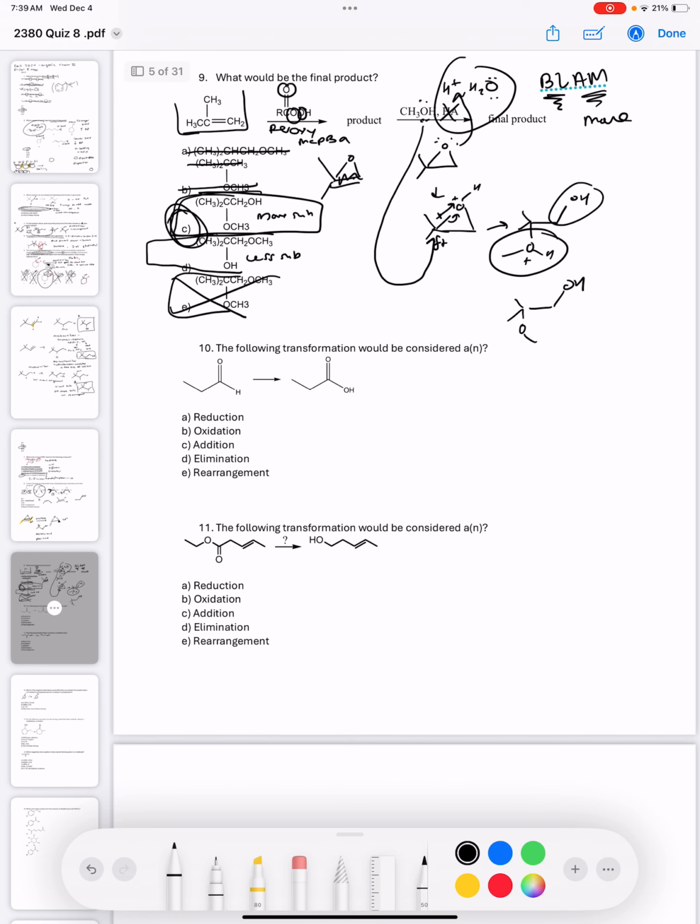Okay, next question. The following transformation would be considered what? So if we have an aldehyde and the only thing that we've changed is we've added an oxygen right here, adding bonds to oxygen is oxidation. So that is answer choice A.